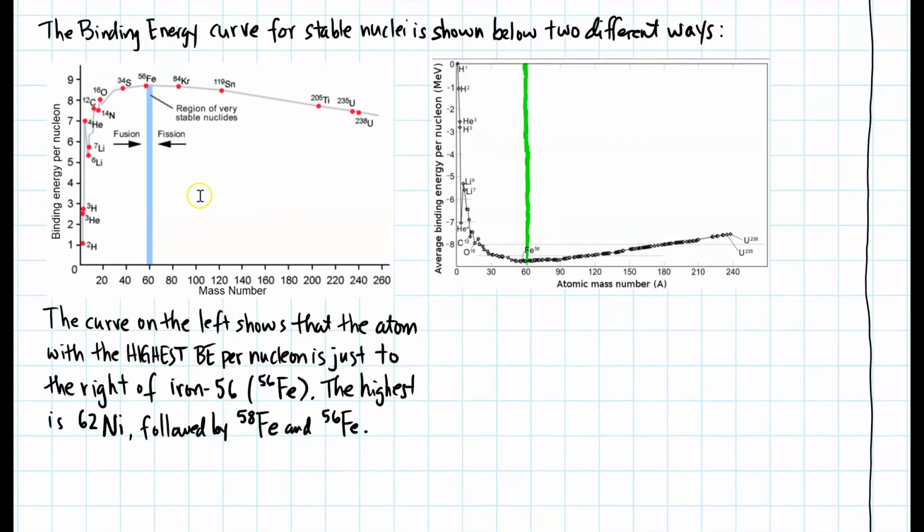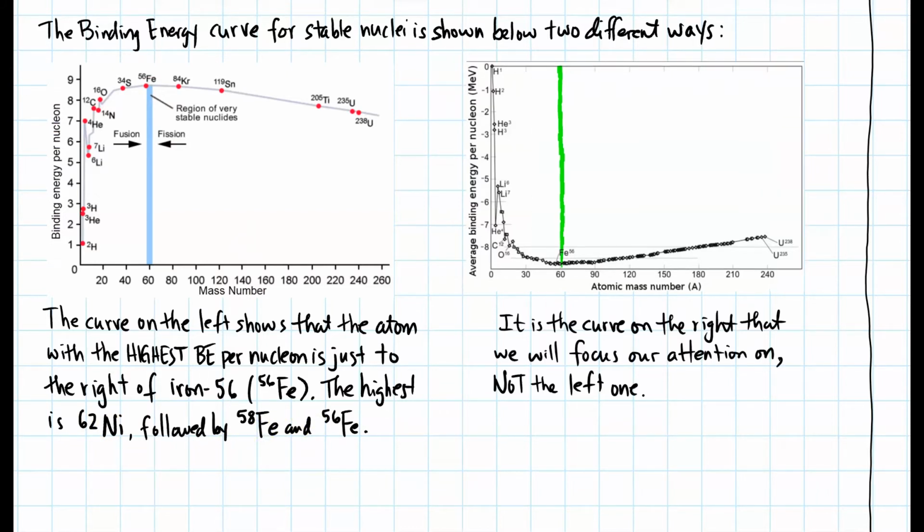The curve on the left here shows that the atom with the highest binding energy per nucleon is just to the right of iron-56. So it's just to the right, right in here. The highest is nickel-62, and it's followed by iron-58 and iron-56. The second curve shows that around 60 is where you're seeing it, not 56. So it is the curve on the right that we will focus our attention on. Not the left one, but the right one.